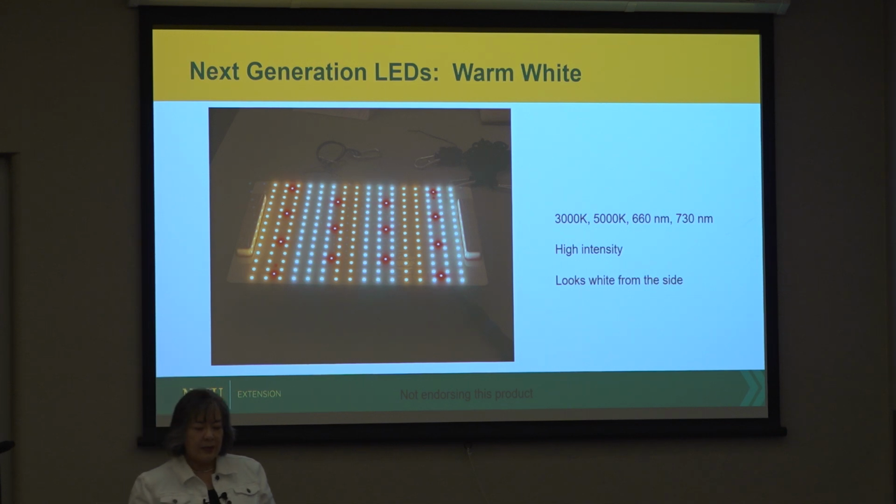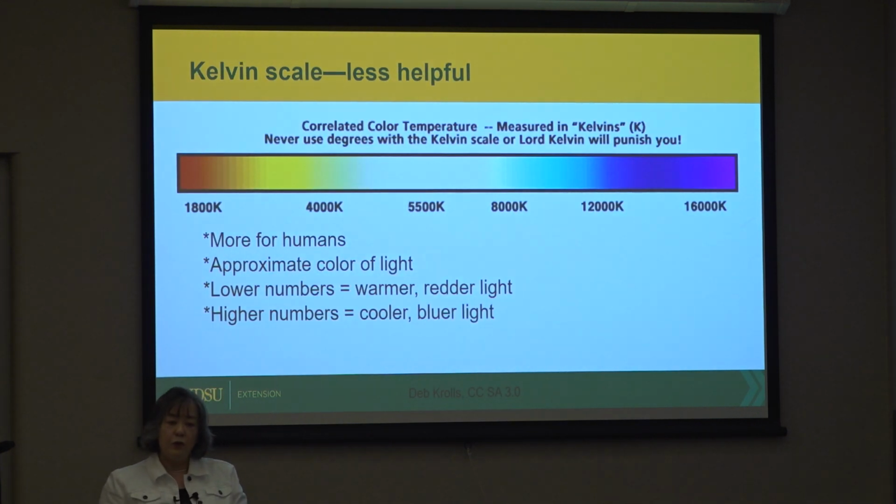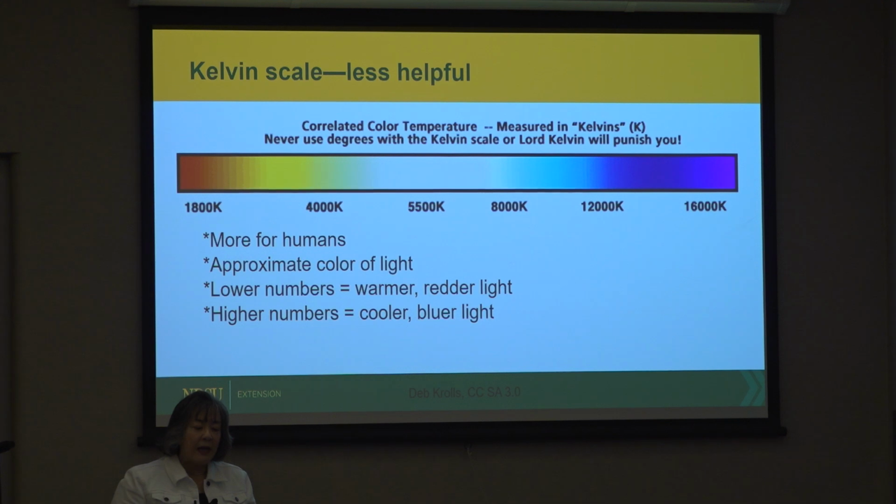This is a high intensity fixture, and if you turn it upside down, so it's actually shining down on the light, it shows white from the side. So a whole lot easier for gardeners to work under. But we did introduce a new term here. We introduced the term Kelvin.